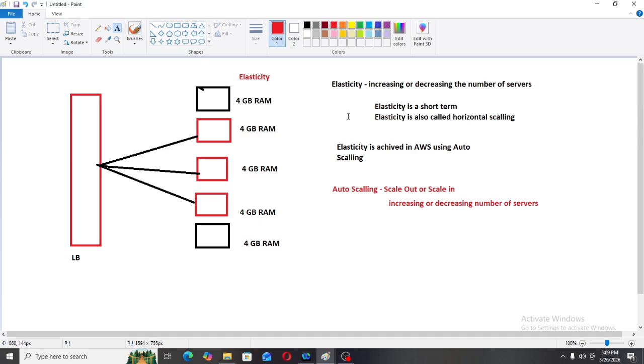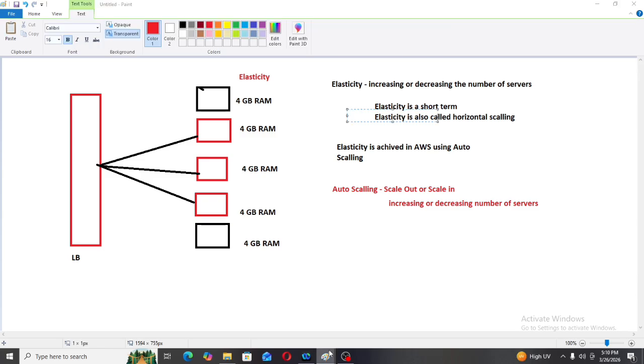Now, we will understand what is scalability. Scalability is also similar to elasticity. Now we are going to see the difference between scalability and elasticity.